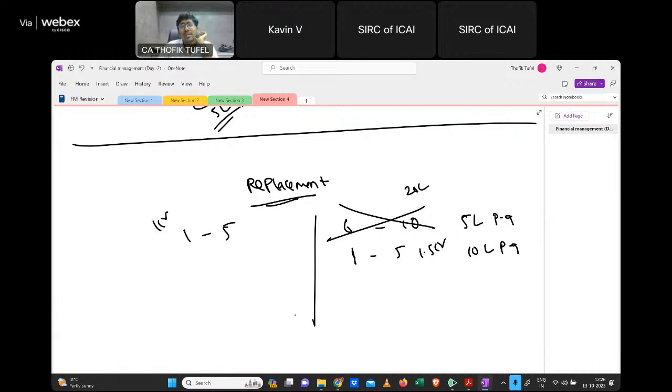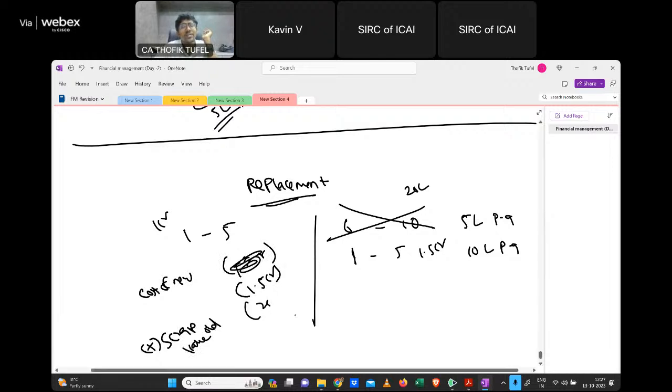Now what will be your initial cash flow? First, the cost of the new asset will definitely be there: 1.5 crore rupees. Then you will have an inflow also, right? Here scrap will be there, the scrap value of the old machinery. It will be positive. What is the scrap value? It is 20 lakhs. So 20 lakhs is the scrap value of the machinery.